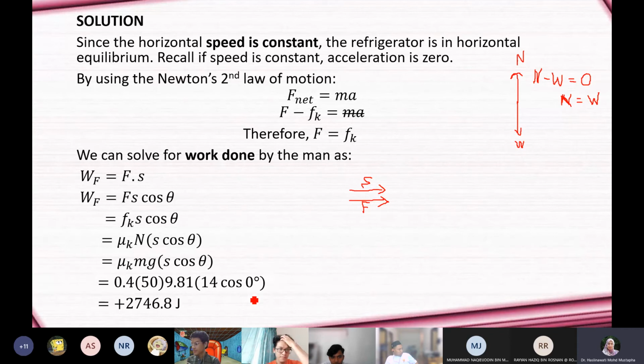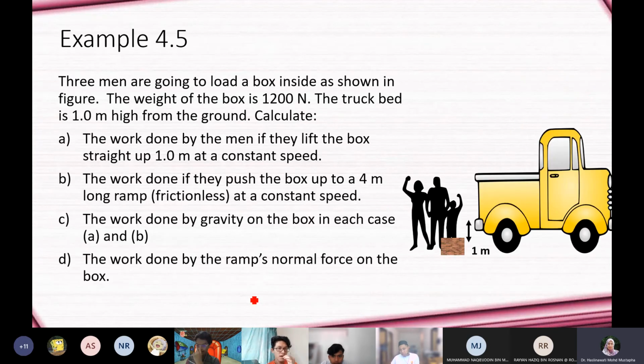Any questions? No? Alright, good. For the next question, I think there isn't enough time because it is a bit long. But I think it's better if you do it first. So I will just show you this one.